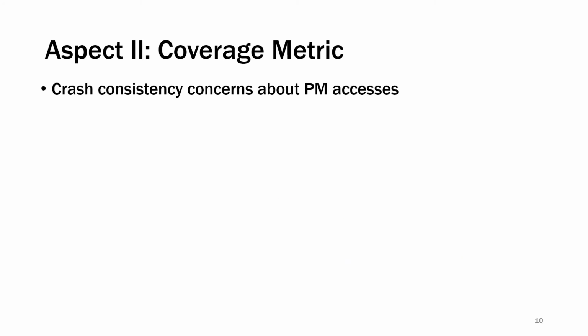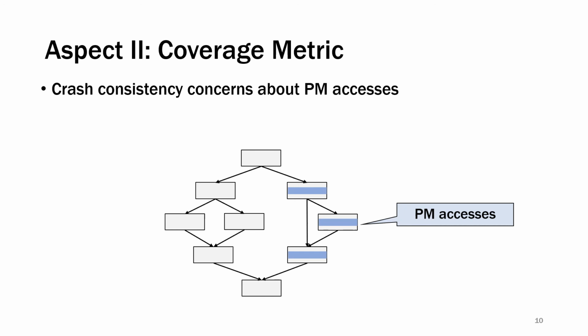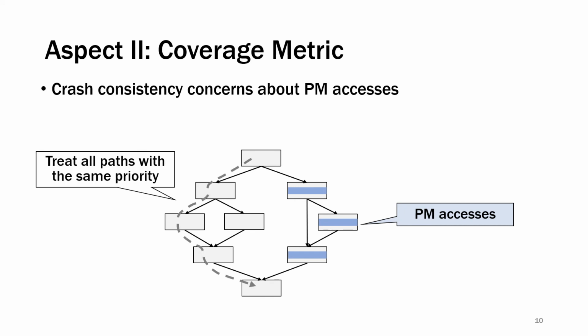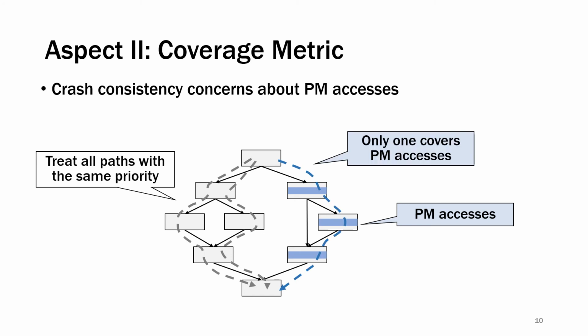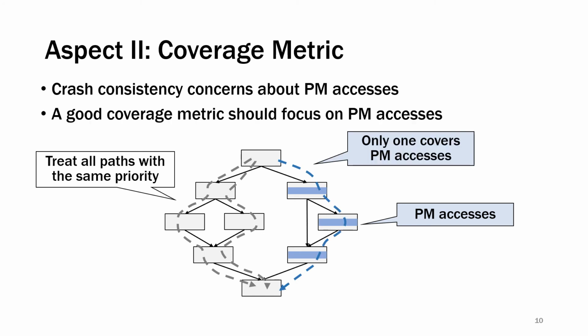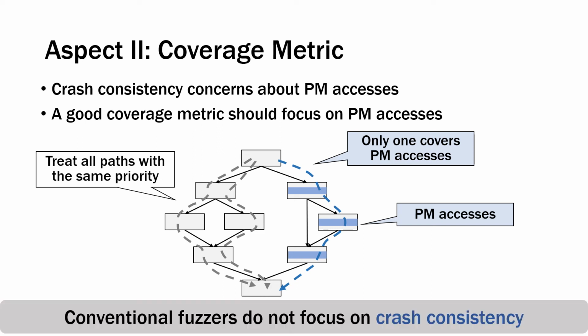The second aspect is coverage metric. We know that crash consistency concerns PM accesses that maintain the persistent state. Here is a control flow graph with PM accesses labeled. If we use a conventional fuzzer, it will treat all the paths with the same priority, but only one of them covers PM accesses. A good coverage metric should be focused on PM accesses. Therefore, conventional fuzzers do not focus on crash consistency, which is what we mostly care about.